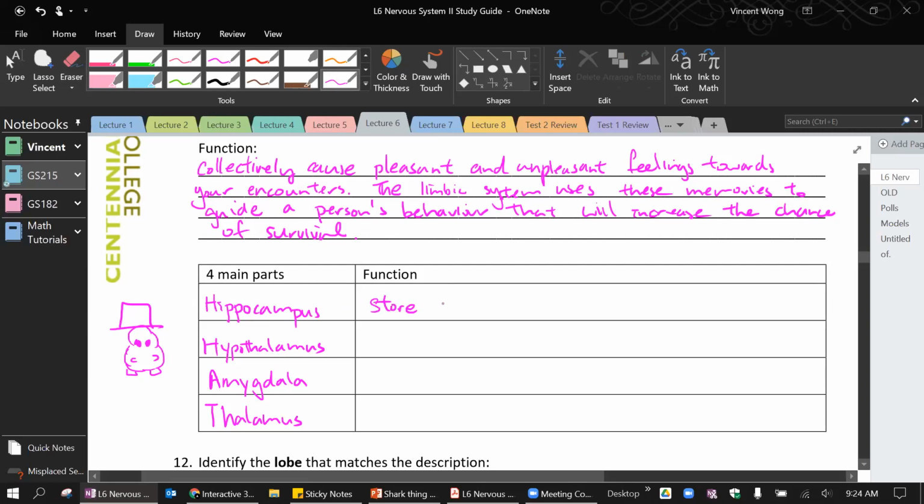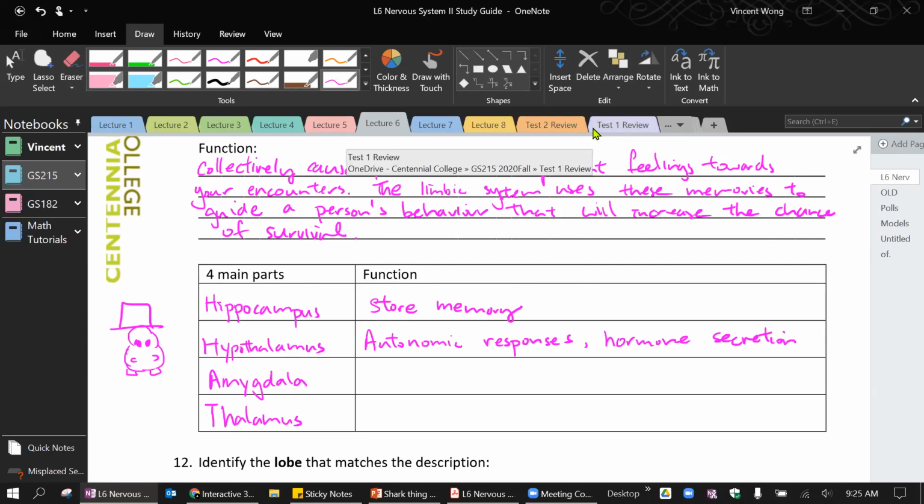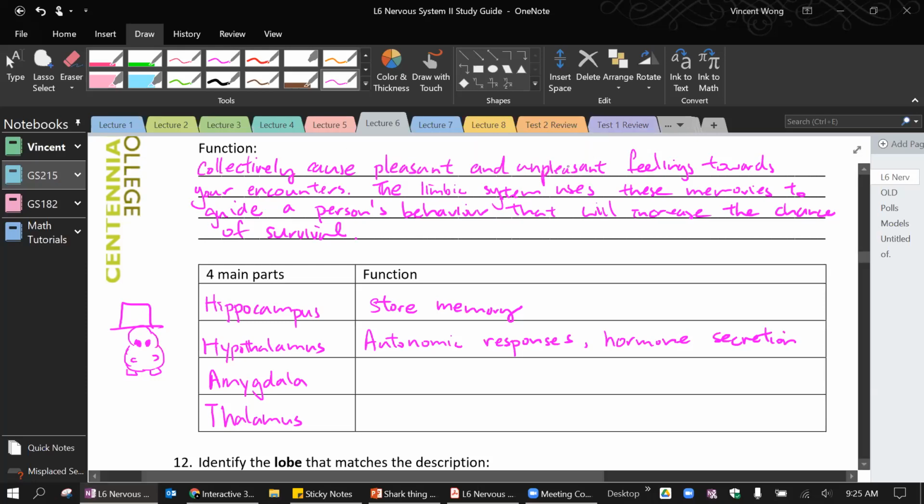Hippocampus, what it does is it will store memory. Right? We talked about that already. Hypothalamus is responsible for autonomic responses. Okay. And it does so by regulating hormonal secretion. A lot of the feelings that we get are charged by hormones, right? Like when you're in a dangerous situation, the fight or flight response, that's driven by adrenaline, a hormone.